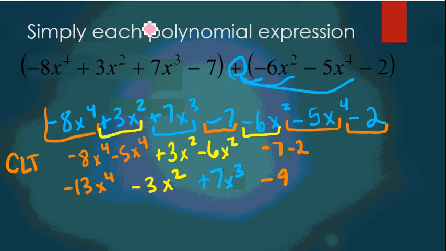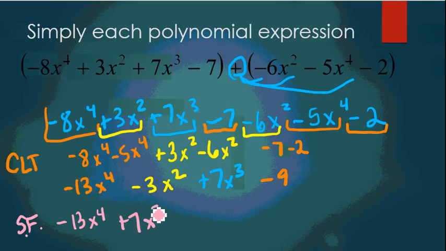Now we're going to put it into standard form. Standard form simply means highest exponent first. So for the highest exponent, we're going to put negative 13x to the 4th. Then the next one, which is a 3, so that's plus 7x cubed. And then the next one is minus 3x squared, and then minus 9. And then we're done. That is in standard form.